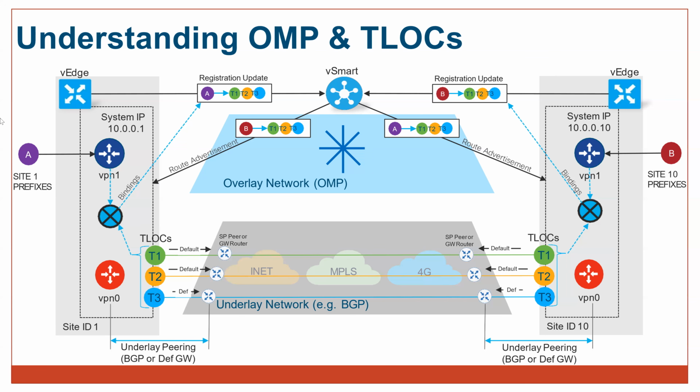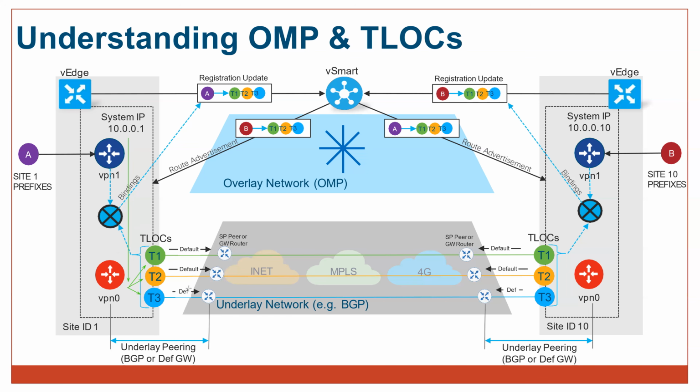Maybe you understood this thing now, how they are connected, right? So what I'm telling here is that internally one VRF will give its prefixes to VPN 0, and VPN 0 will use this TLOC, which is nothing but the next hop attribute.